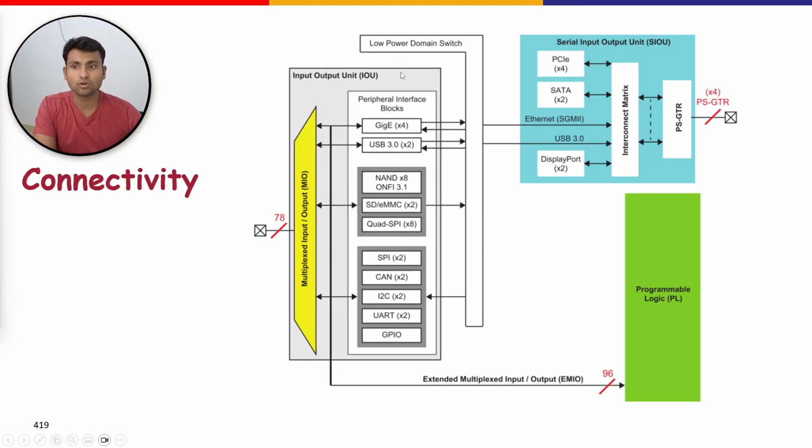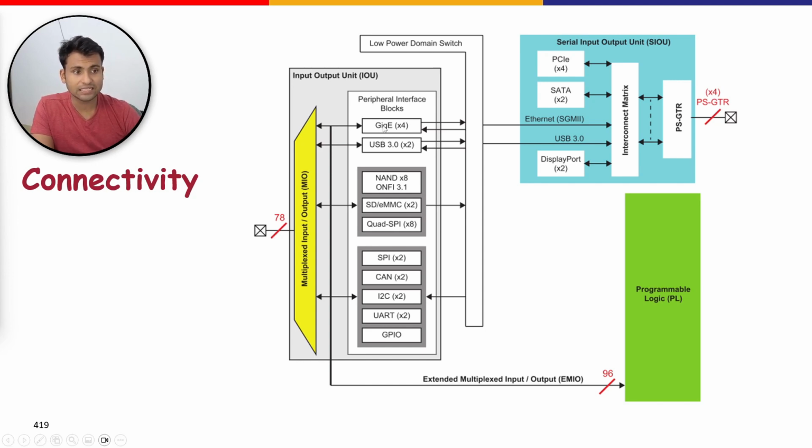So we can see that all of this IOU, SIOU are connected through low power domain switch. So let's discuss the multiplexed input output, MIO, in more detail. The MIO can be thought of as a very large multiplexer, which you can see here in yellow, and it is capable of routing several different peripheral interfaces, which are contained in the peripheral interface block (PIB), to a set of 78 pins.